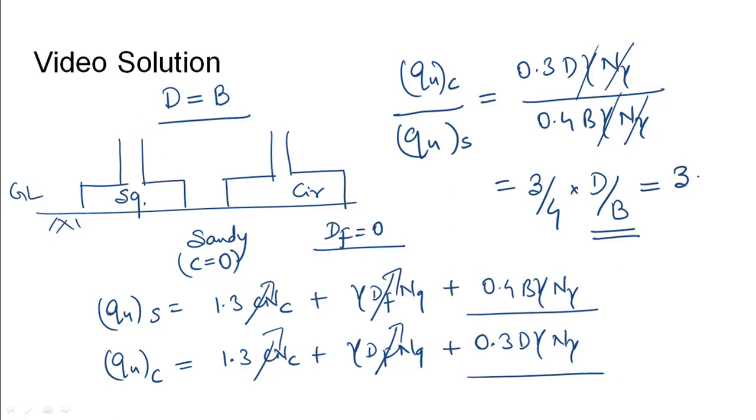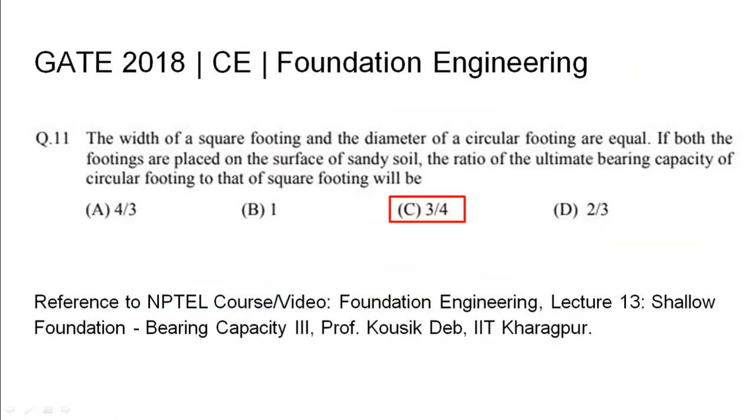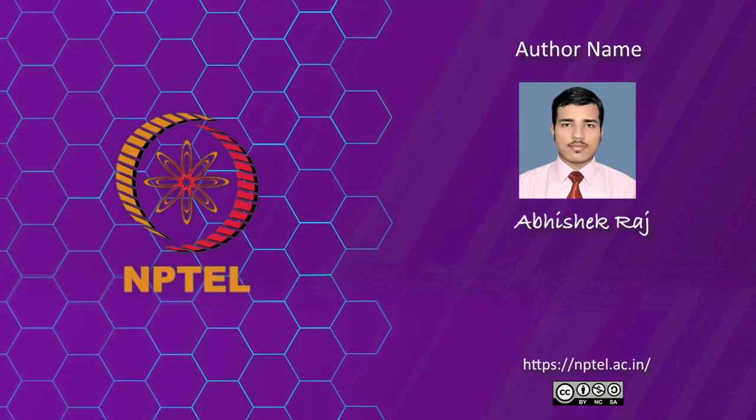So this would turn out to be 3 by 4, which is the ratio of ultimate bearing capacity of the circular footing to that of the square footing. So the ratio of the ultimate bearing capacity of the circular footing to the square footing was found out as 3 by 4, which is option C. The relevant NPTEL reference has been mentioned.